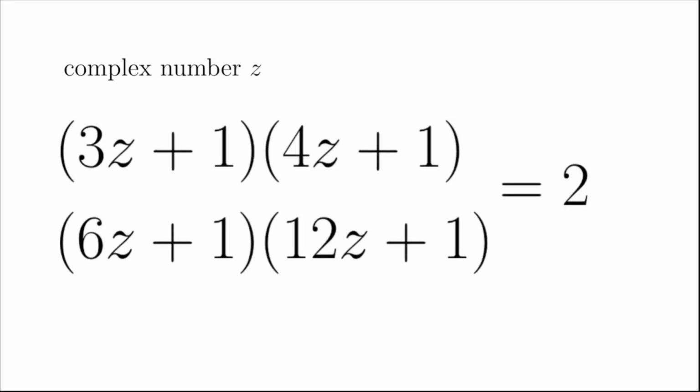In this video, we are going to find complex numbers z such that (3z + 1)(4z + 1)(6z + 1)(12z + 1) = 2.